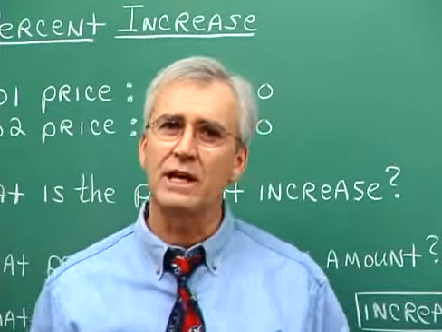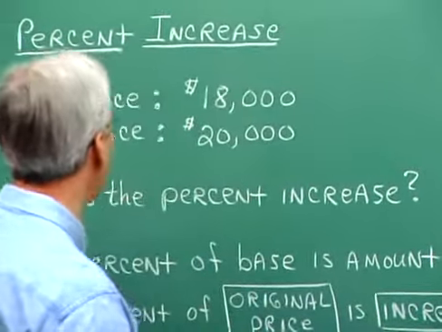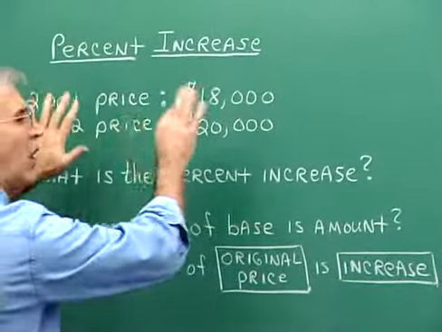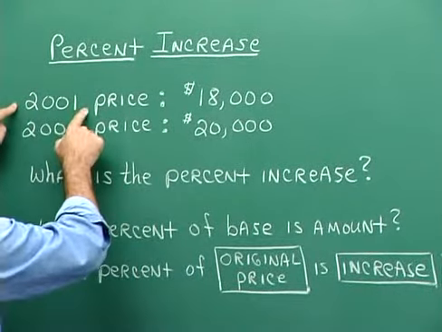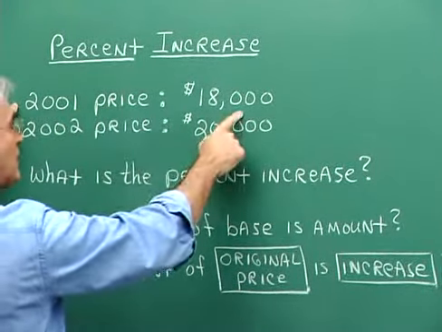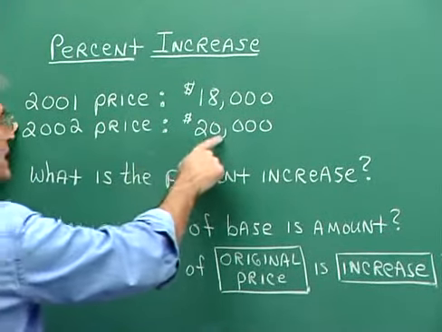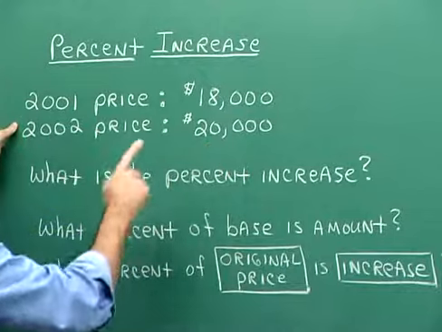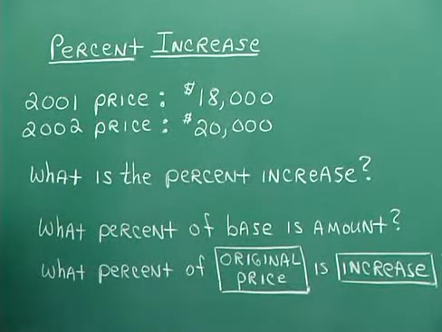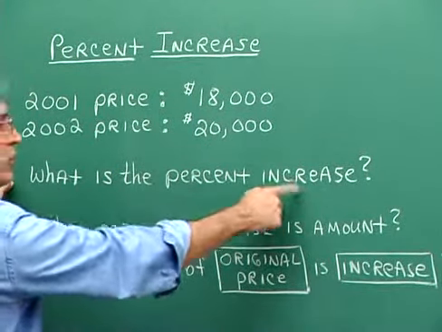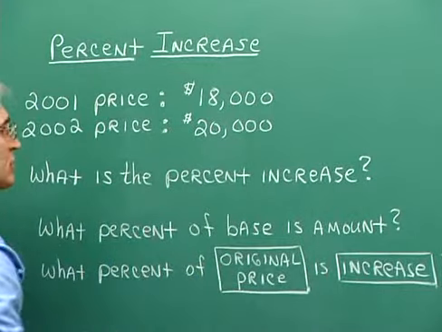Let's talk about percent increase first. Suppose there's an automobile that was sold in 2001, and the price in 2001 was $18,000. And then in 2002, the price changed to $20,000 for the same model automobile. We'd like to calculate the percent increase in this situation.